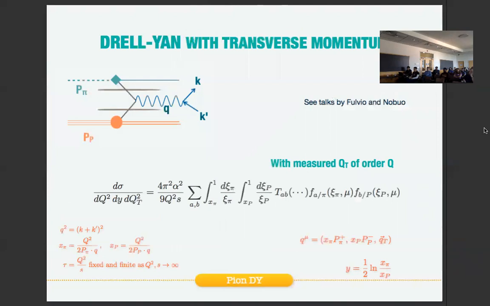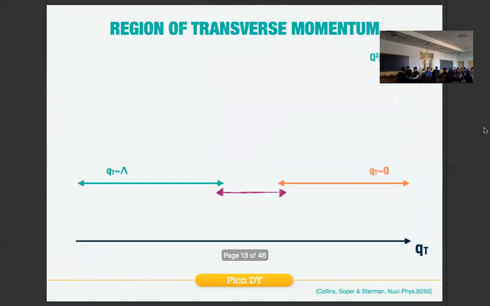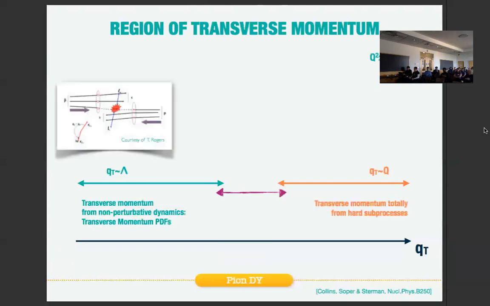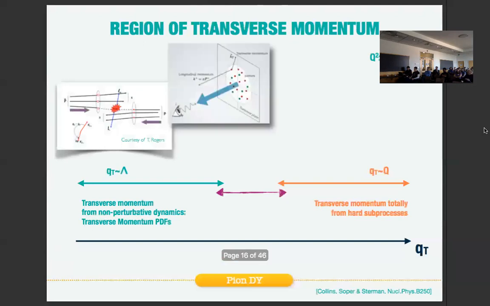That will be fixed order, and that's when we have QT of order Q, which is not what we want here. So that's another picture I took, inspired by a TED talk. So you have QT here, and if you have QT of order Q, you expect fixed order, and we know that it doesn't work. Okay, that's a problem. And if you have QT of order lambda, then you have TMDs, okay? And the TMDs are typically, you know about that, this 3D picture of the nucleon.